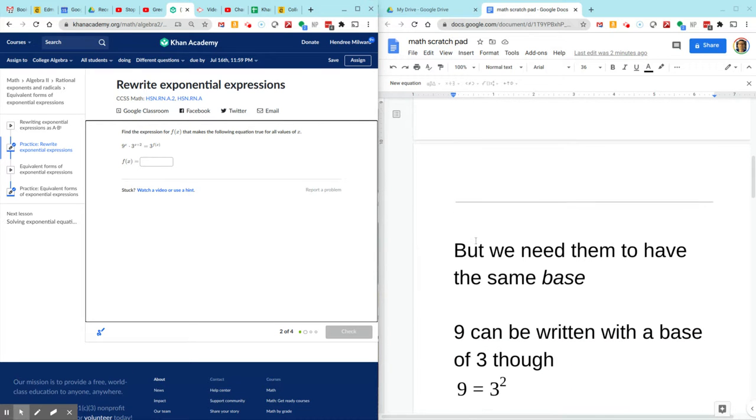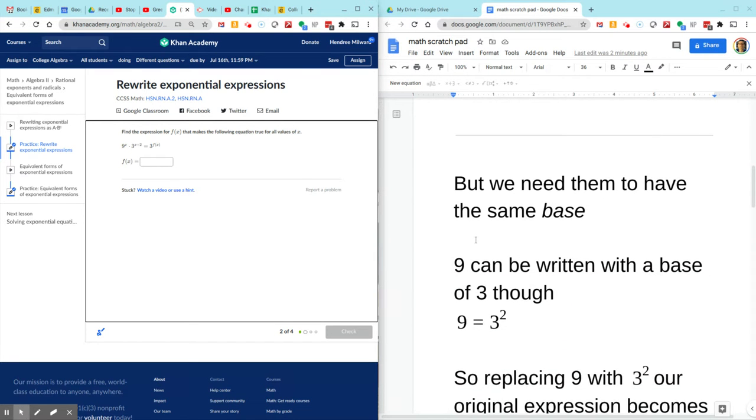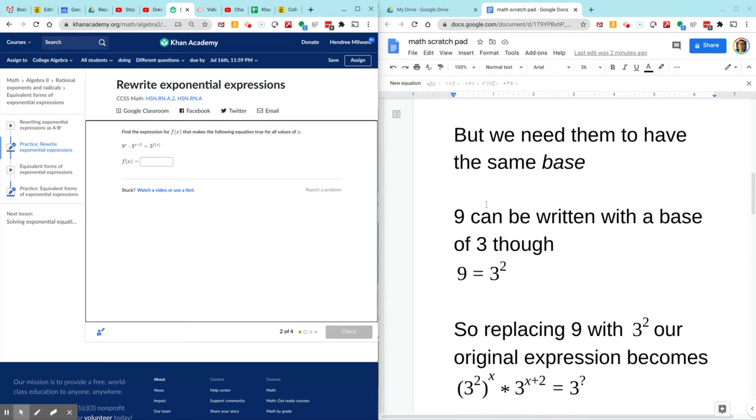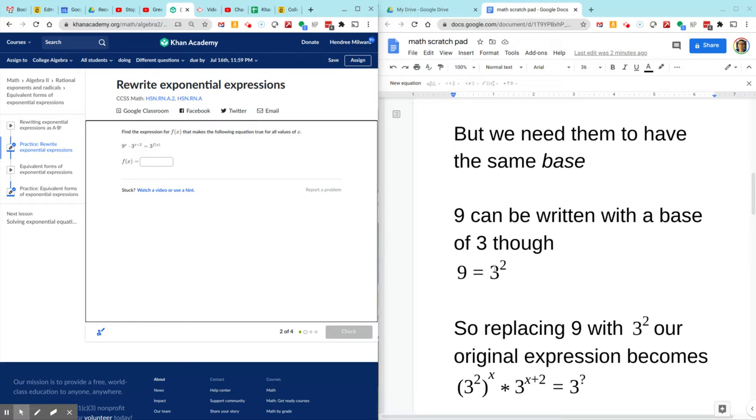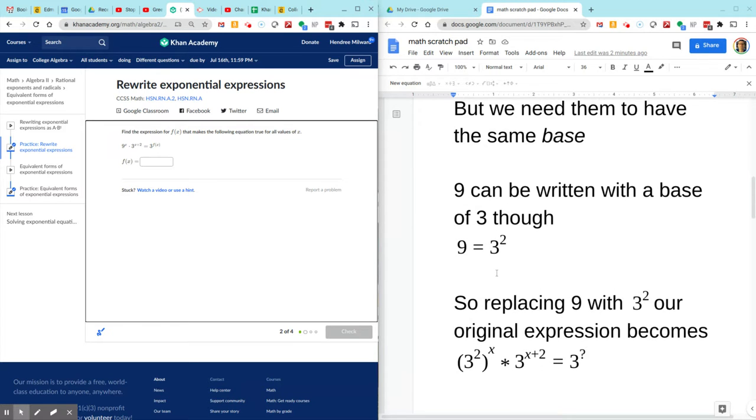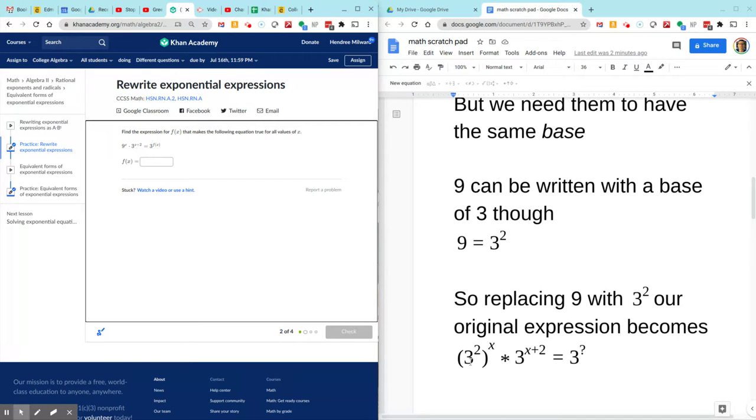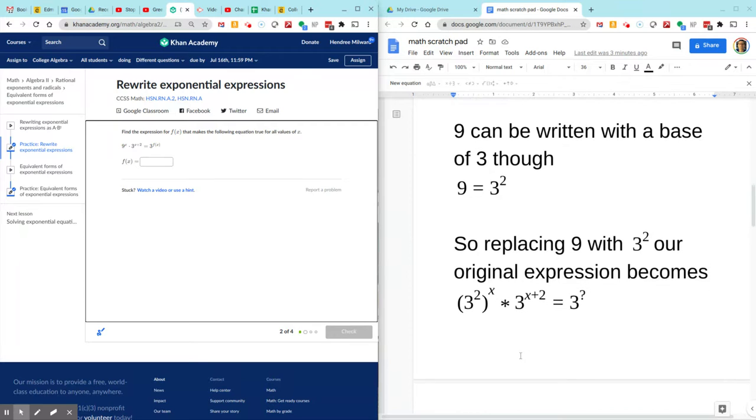We just need to rewrite that 9 as something with a base of 3, which is pretty easy, right? 9 can be written as 3 squared. So all I have to do now is replace 9 with 3 squared in our original expression. That's what I've done here. Instead of having 9 to the x power, I have 3 squared to the x power. And that's getting me closer to being able to use this addition rule.